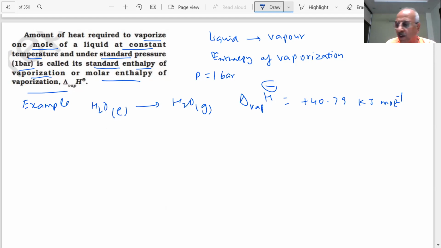Note it down, student. Note it down before I proceed further. Enthalpy of fusion, enthalpy of vaporization. Note it down.